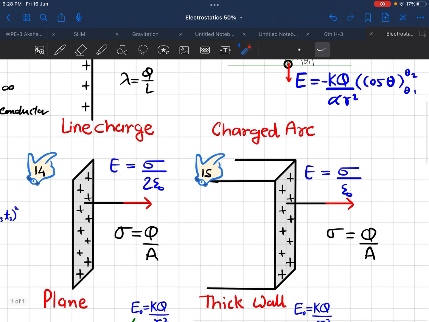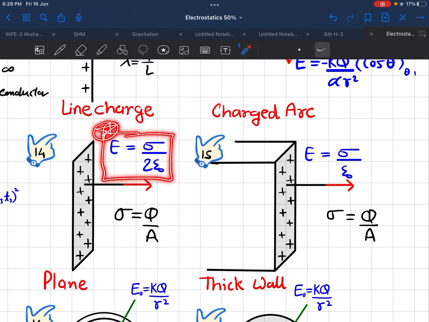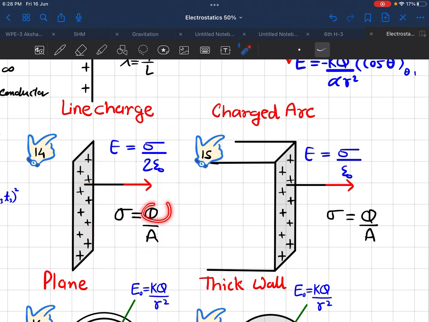Now for plane charge, the electric field intensity is E is equal to sigma by 2 epsilon naught, where sigma is surface charge density obtained from total charge and total area. Total charge by total area is nothing but surface charge density, and if we have the surface charge density of a plane charge, then we can find the electric field intensity of the plane charge, that is E is equal to sigma by 2 epsilon naught.